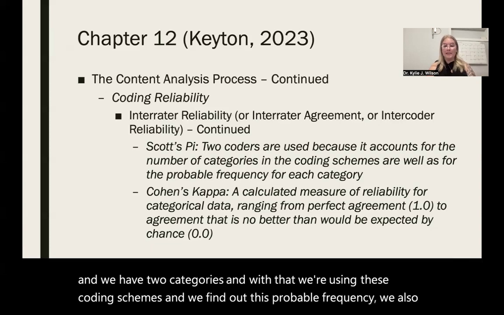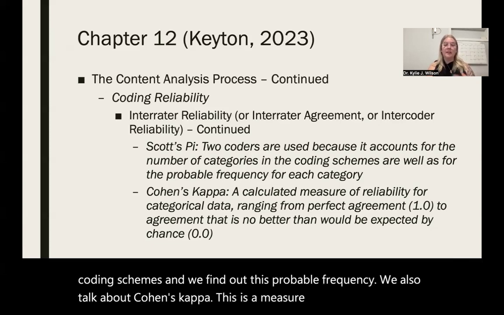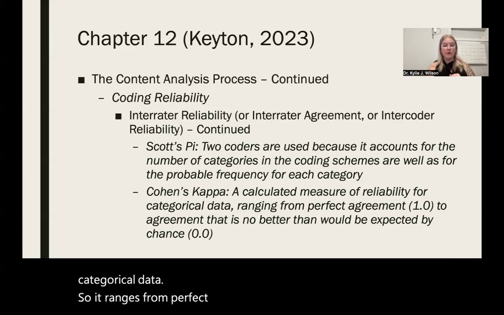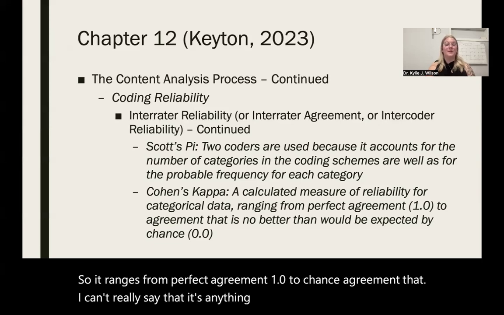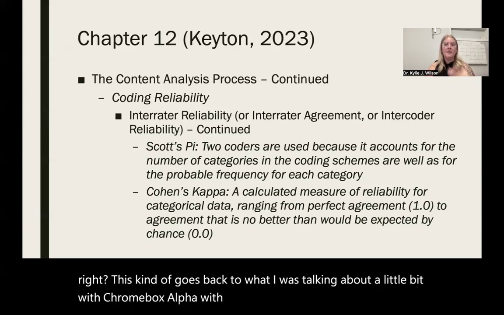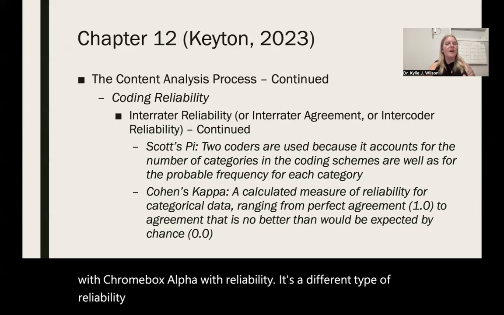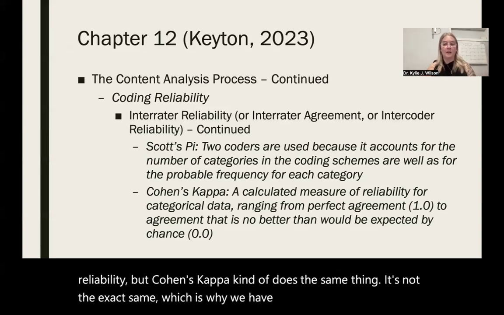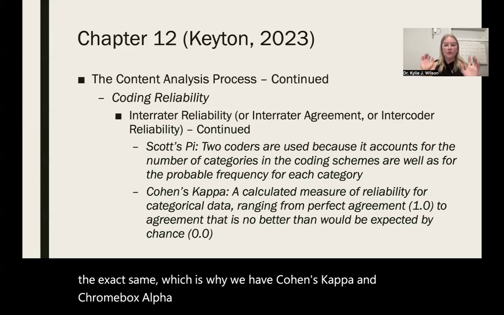We also talk about Cohen's kappa. This is a measure of reliability for categorical data. So it ranges from perfect agreement, 1.0, to chance agreement, where I can't really say that it's anything better than expected by chance, right? This kind of goes back to what I was talking about a little bit with Cronbach's alpha with reliability. It's a different type of reliability, but Cohen's kappa kind of does the same thing. It's not the exact same, which is why we have Cohen's kappa and Cronbach's alpha, but 0 to 1. How much are we agreeing on that? Okay.